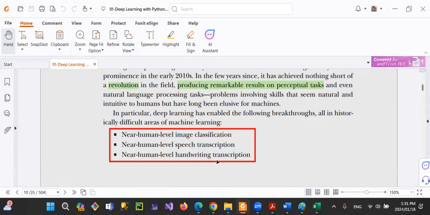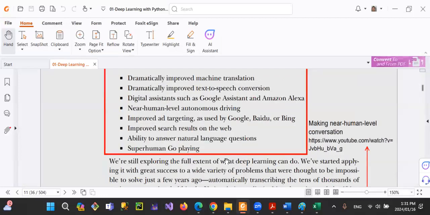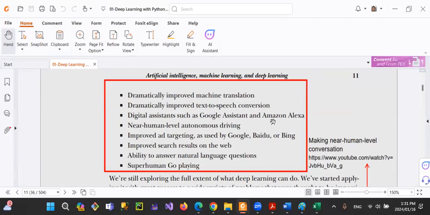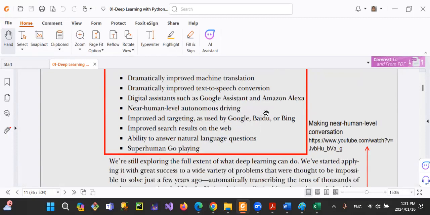Handwriting transcription. And using those assistants like Amazon Alexa. My question for you is, think about it and see what could be the potentials and possibilities that we are going to have in the near future. I'm not talking about 100 years from now. 5 years from now, where do you think we are?